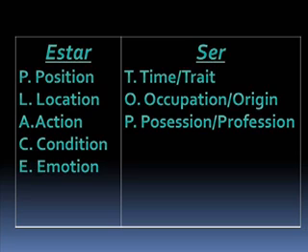Ser, we use TOP, T-O-P. That's for time or trait. For example, son las 2. Son las tres. Es la una. Occupation or origin. Soy profesor. Él es ingeniero. Origin. Soy de California. Okay. Ella es de Nueva York. Possession, profession. Esta blusa es de ella. It belongs to her. Okay.